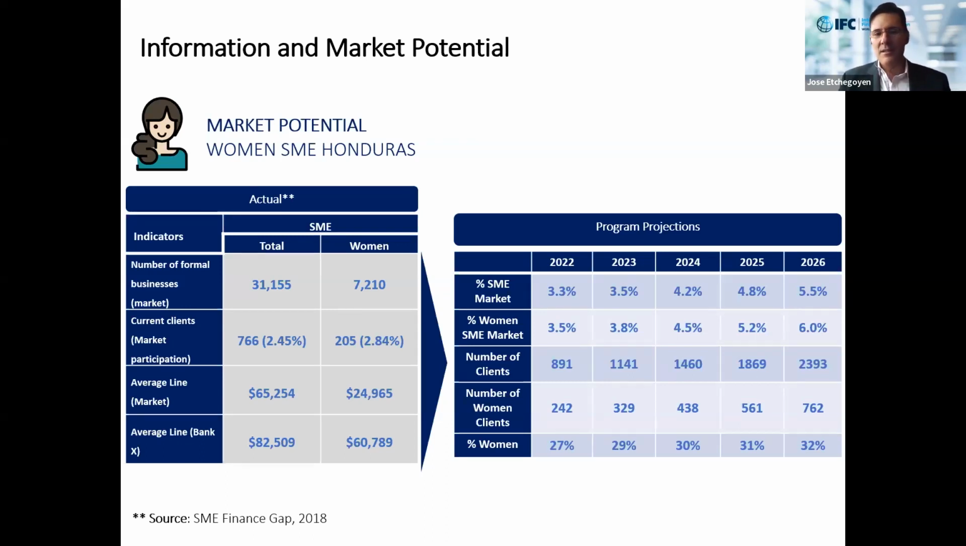And then below you will see the number of clients, and the percentage of women, as you see, is also increasing over time. That's one of the things that we want to see. We want to see a growth in the SME market share, but we also want to see a growth in the women SME percentage of the total. That's the intention of our program. So you can see that the projections look good, and then Bill is going to share with you some numbers. So going to the next one.